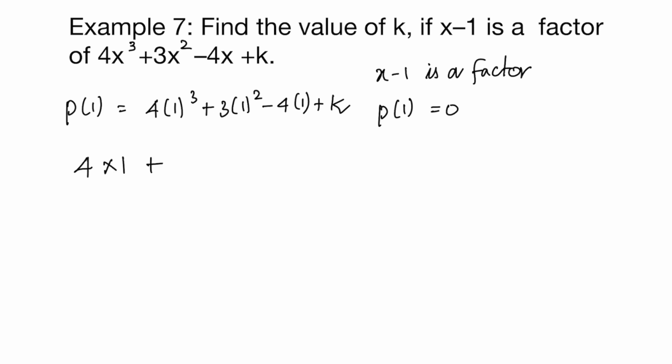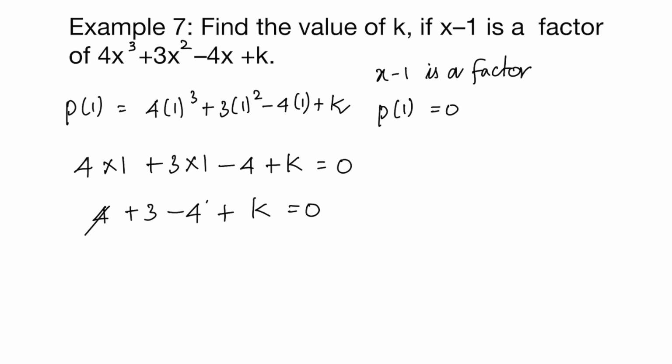So 4 into 1 plus 3 into 1 minus 4 into 1, plus k is equal to 0. You can write that automatically because we know that x minus 1 is a factor. So 4 times 1 is 4, 3 times 1 is 3, minus 4 times 1 is minus 4. So 4 plus 3 minus 4 is 3, plus k equal to 0. So k is equal to minus 3. Okay, so that is the answer to this question. So the value of k here is minus 3.